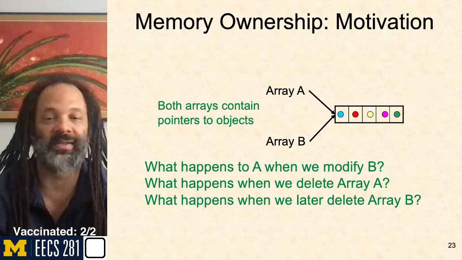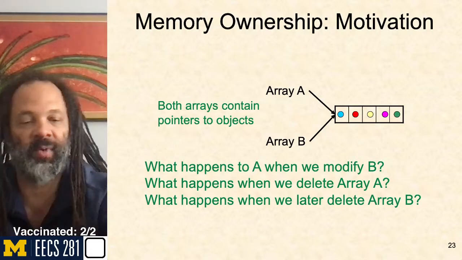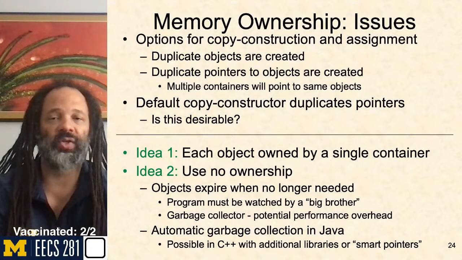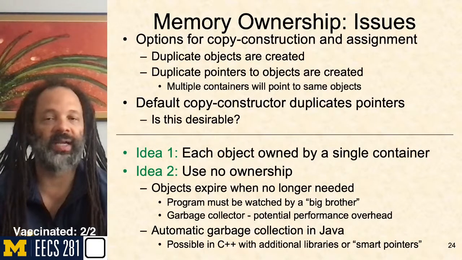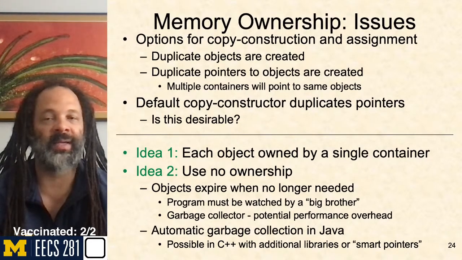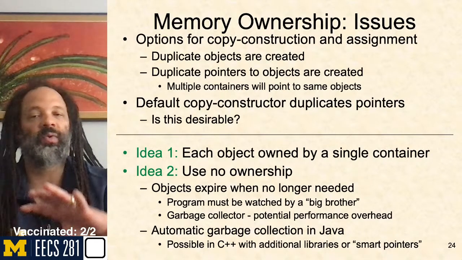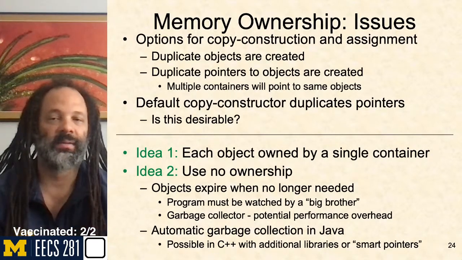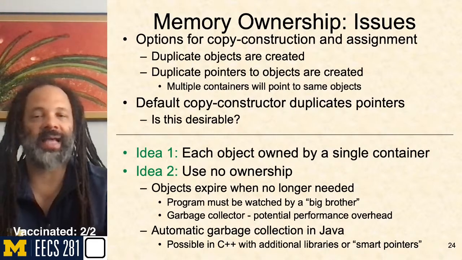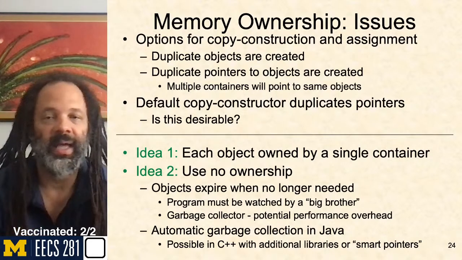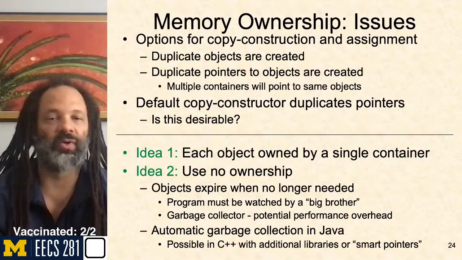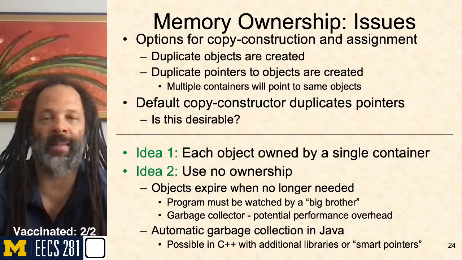So this is a problem, and we have to be careful about memory ownership and make sure that our objects handle that properly. The memory ownership issues come up as we look at copy construction and assignment. One way to do a copy construction or assignment is to note that duplicate objects get created. When I do an assignment, I say object A is equal to object B. If I don't add any of my own copy constructor or operator equals, it just does a member by member assignment.